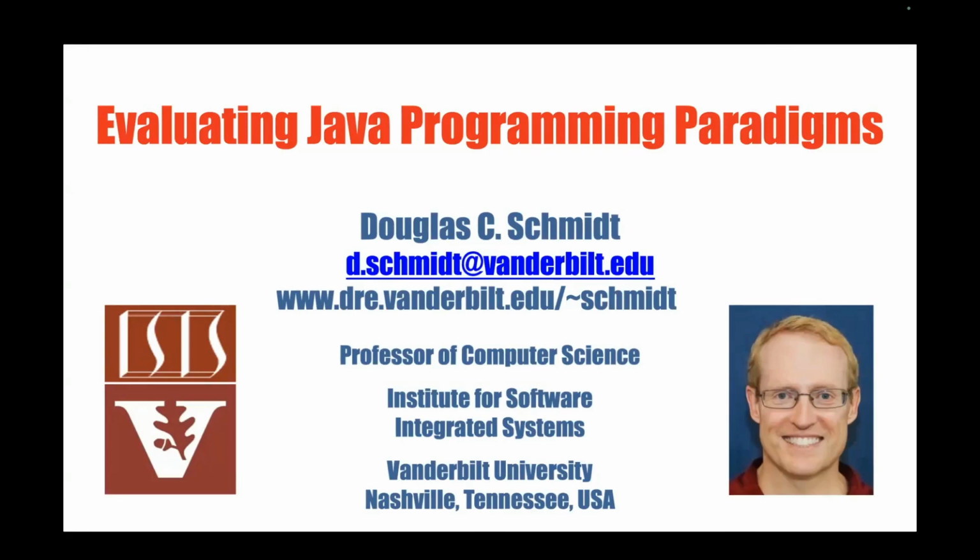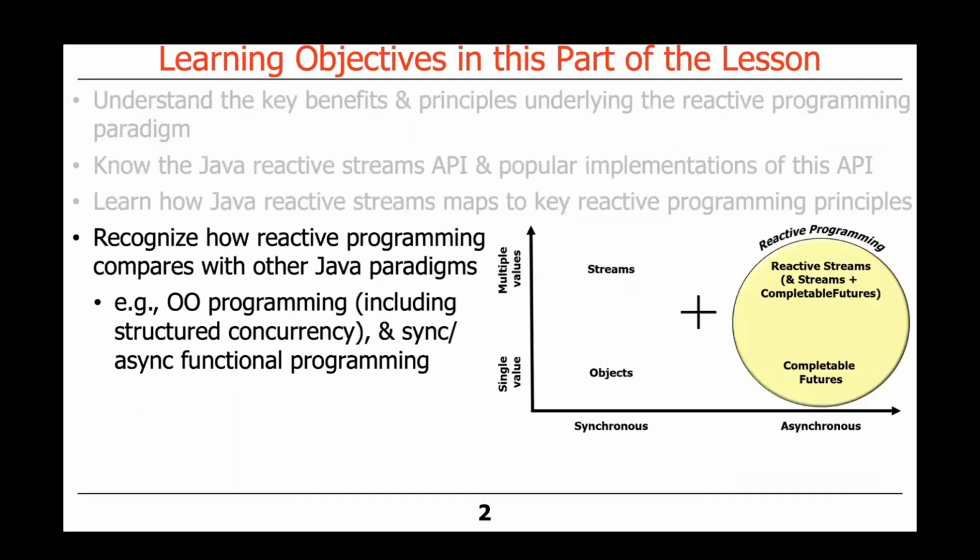So now we're going to evaluate the various Java programming paradigms that we've covered in this course, and ideally you've learned about in other courses that you've taken, just so you can get a comprehensive perspective on different ways of programming with Java. So we're going to cover the classic object-oriented programming style, including the very modern Java structured concurrency enhancements to classic object-oriented programming. And then we're going to talk about synchronous and asynchronous functional programming and reactive programming. So we're going to compare reactive programming with all these other approaches.